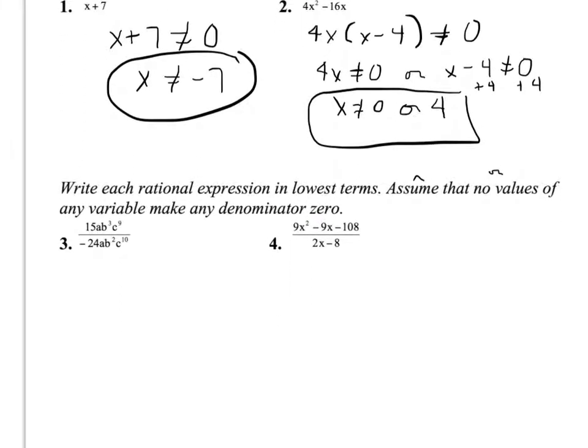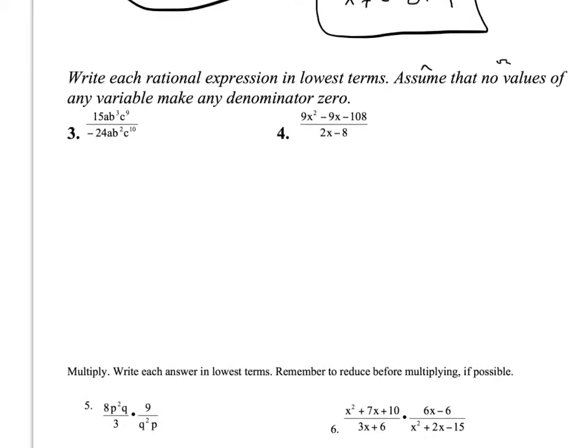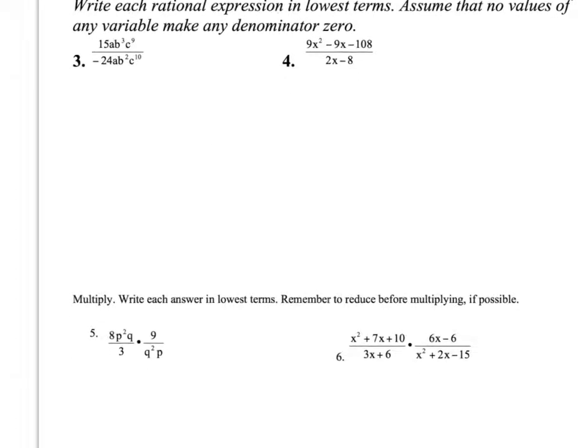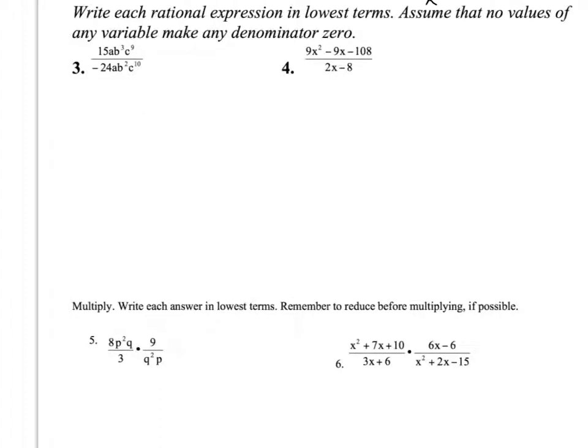All right. If we look at the next set of questions, it says write each rational expression in lowest terms. Assume that no values of any variable make any denominator 0. In other words, they're just reminding you that you are already assuming you can't have 0 in the denominator, so you don't have to worry about coming up with something that might possibly not work in the original. So this is telling you don't worry about that. You simply want to reduce it to lowest terms.